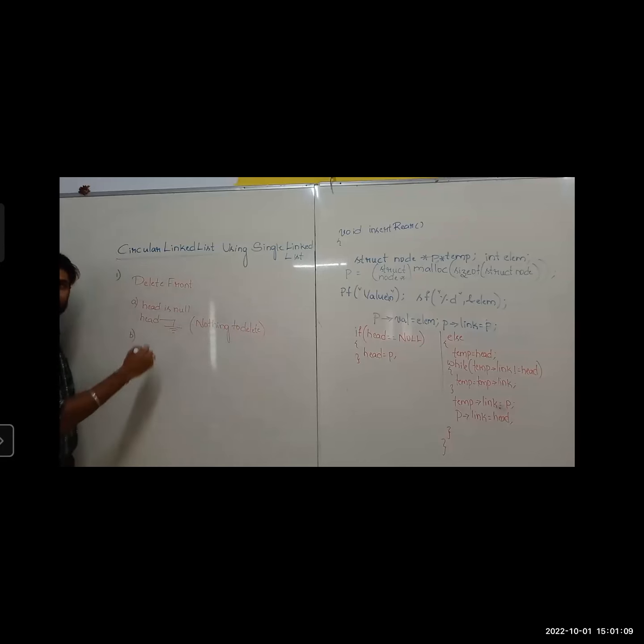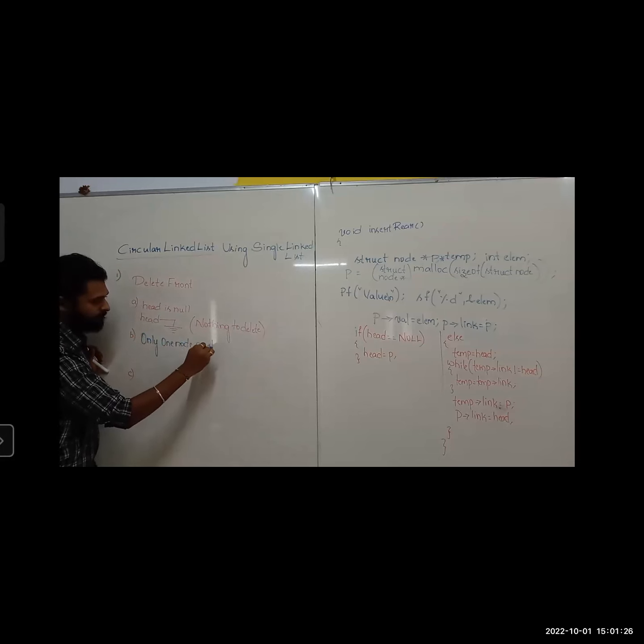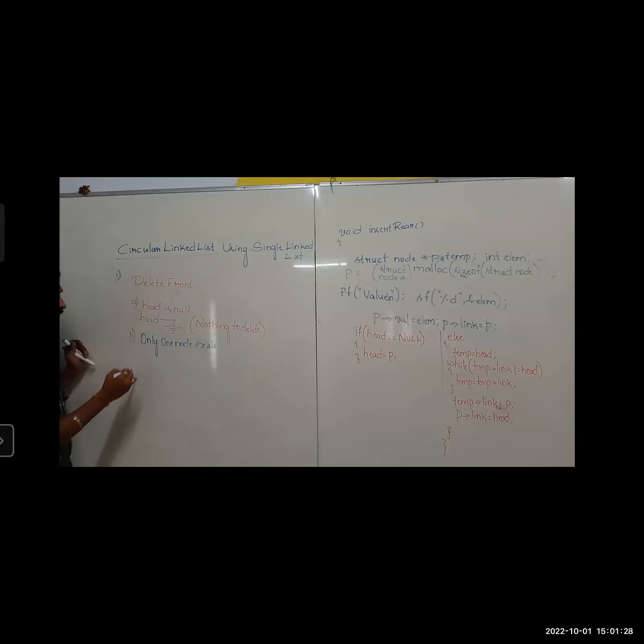Anything is fine. Deletion not possible. You're right, I will write nothing to do. Any problem? Next, what? Only one node exists. Then what should I do?